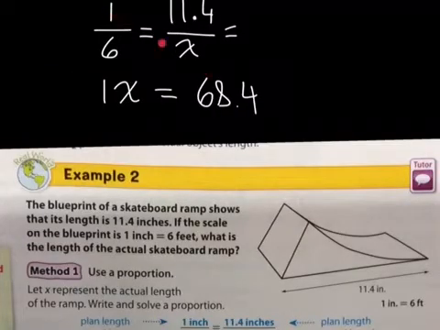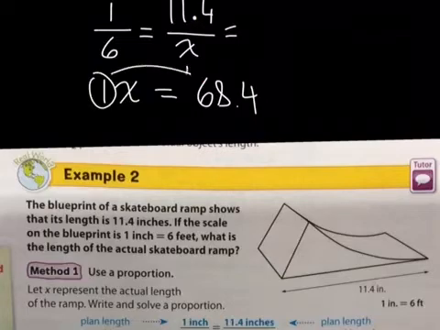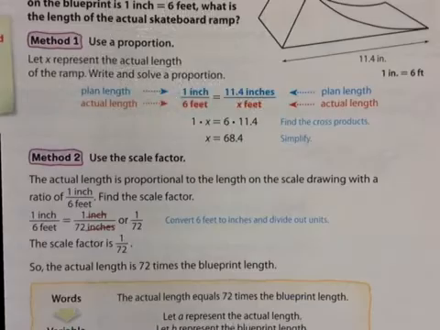So then we have something like this when we do our cross product: 1 times x, and 6 times 11.4, 68.4, and then I can simply isolate the x by bringing the 1 over and putting it there. But 68.4 divided by 1 is still 68.4, so x equals 68.4. You can take a look at that, and that's how they did it right there.